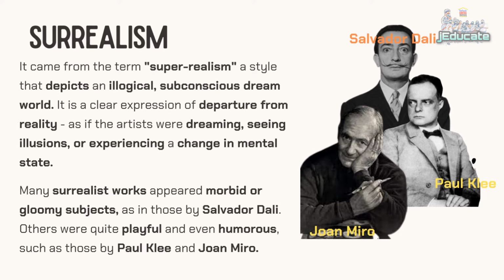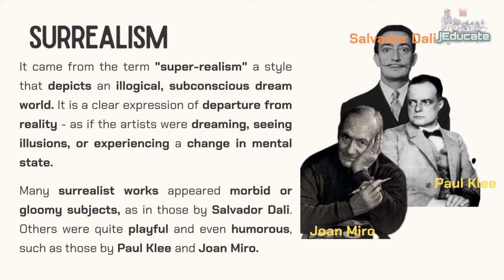Surrealism. It came from the term superrealism, a style that depicts an illogical, subconscious dream world. It is a clear expression of departure from reality, as if the artists were dreaming, seeing illusions, or experiencing a change in mental state. Many surrealist works appeared morbid or gloomy in subject, as in those by Salvador Dali. Others were quite playful and even humorous, such as those by Paul Klee and Joan Miro.